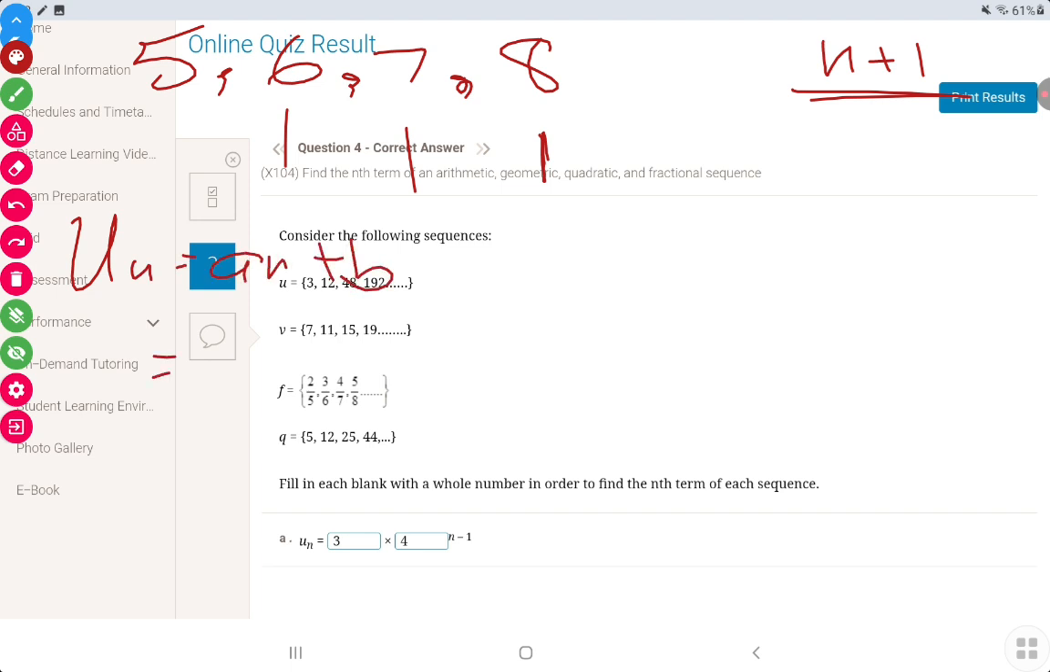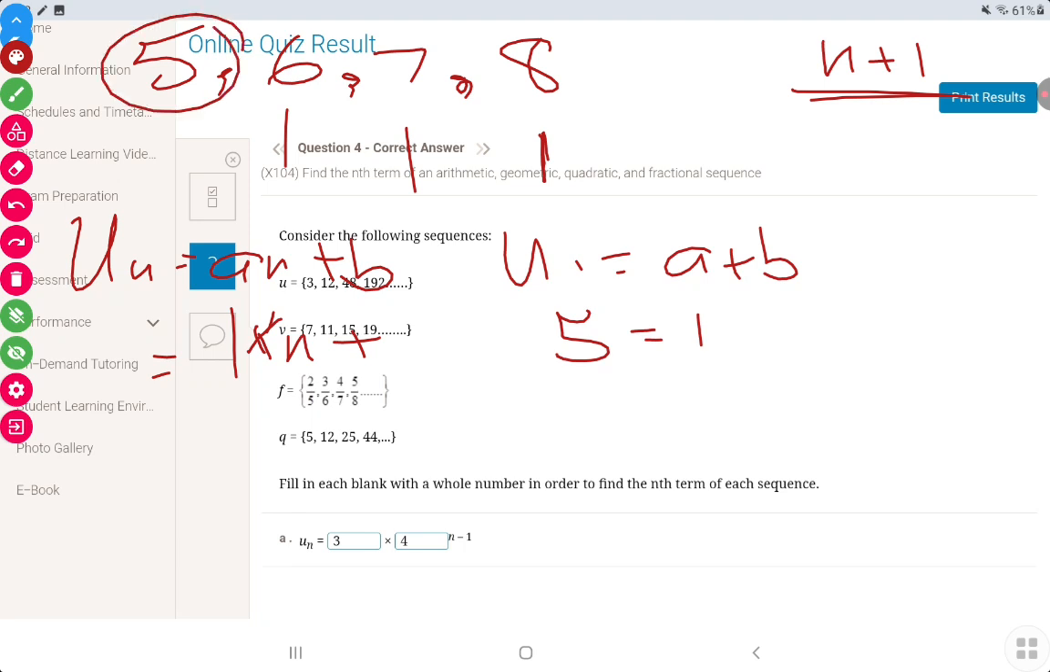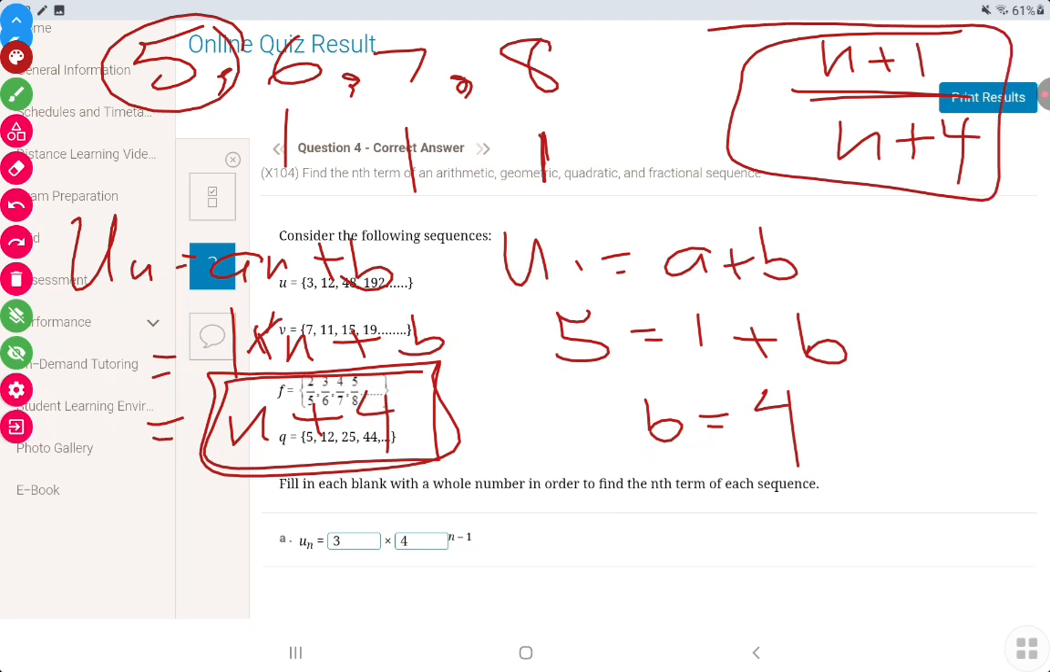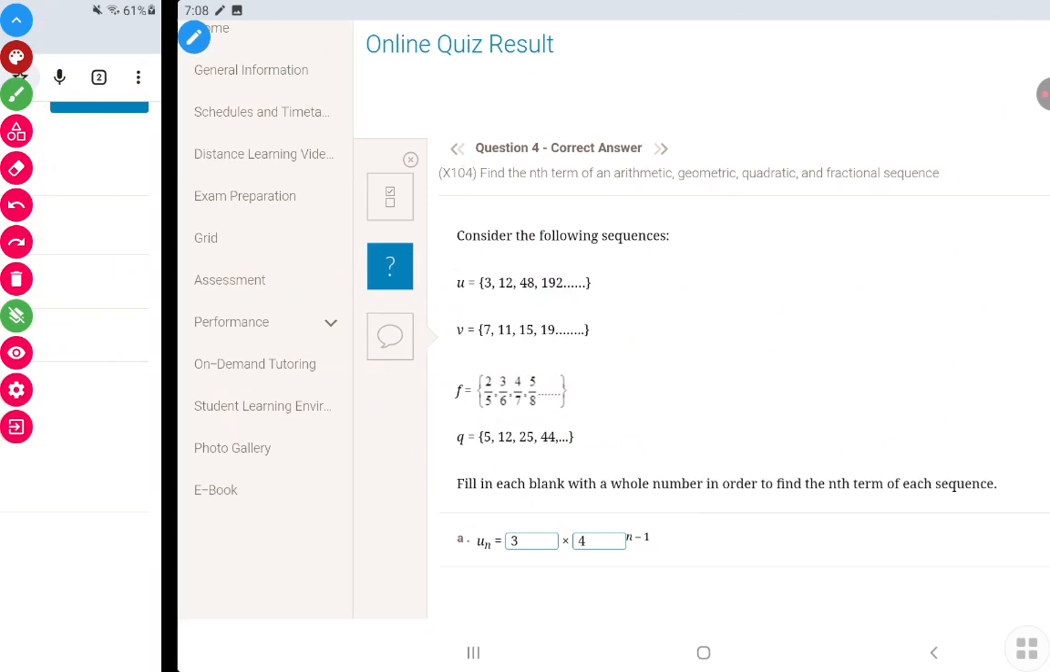A is equal to the difference, which is 1, times n, plus b. u1 equals a plus b. A is 1, u1 is 5, the first term, and b is what we're trying to find. So b is equal to 5 minus 1, which is 4. So 1 times n, which is n, plus 4. So the general term of the denominators is n plus 4. So the general term of the entire sequence is n plus 1 over n plus 4.